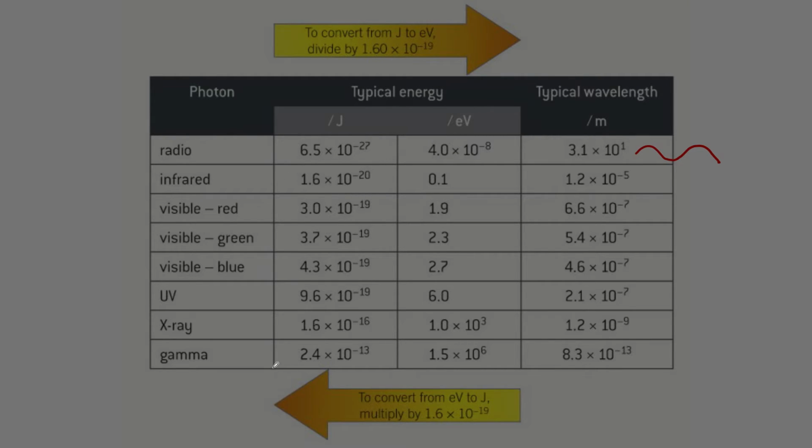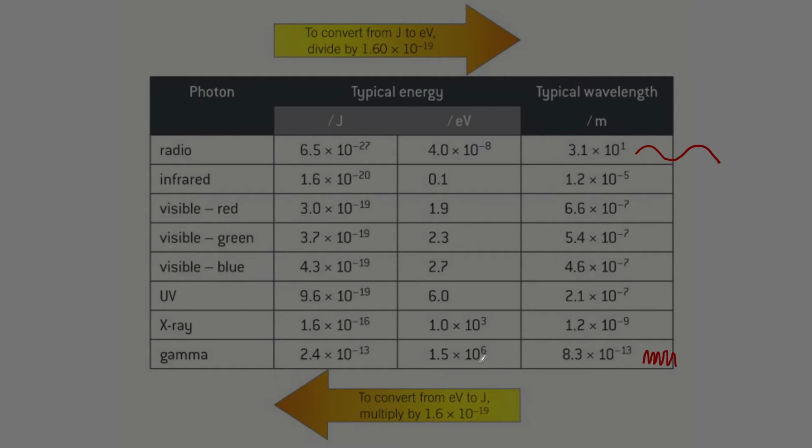If we go to the other end of the spectrum, to the gamma rays, they've got the shortest wavelength, so the peaks are very close together. They've got a high frequency, and that also means they've got a high energy. So the typical energy of a photon of a gamma wave is 1.5 times 10 to the 6 eV. So that would be 1.5 MeV.